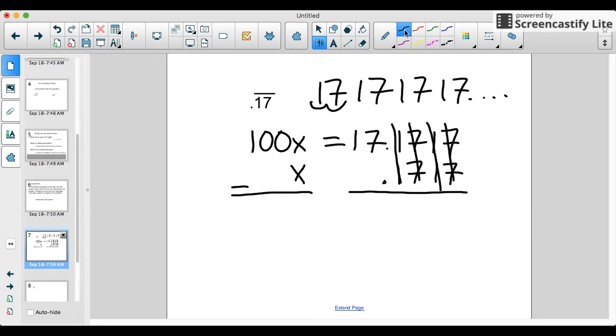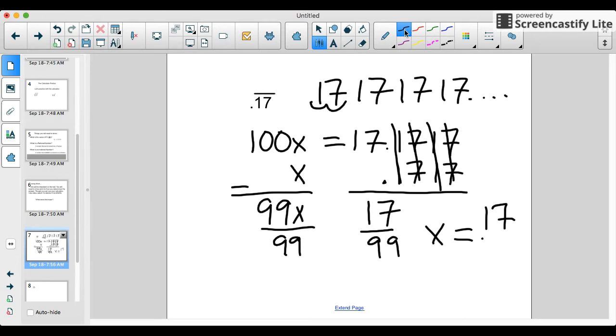On the left side, we have a remainder of 99x, and on the right side, we have 17. We'll divide both sides by 99, and then our final value of x will equal 17 over 99. One thing we do have to keep in mind is whether or not this answer can be reduced. In this case, 17 over 99 cannot be reduced. So that would be our final answer. And we will put a box or a circle around it.